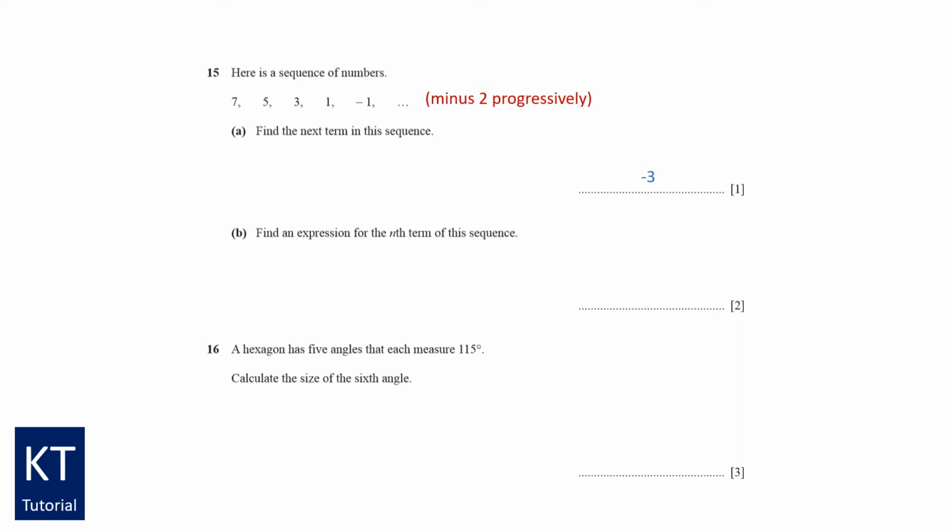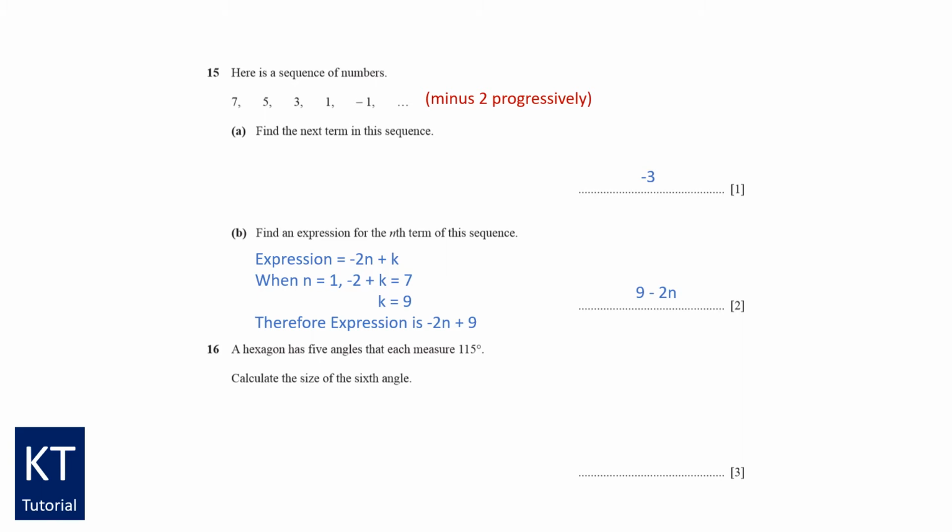Question 15b. Find an expression for the nth term of this sequence. Being a sequence where the numbers decrease by 2 in succession, the expression would have the element minus 2n. When n equals 1, the offset of 9 can be identified, therefore making the expression 9 minus 2n.